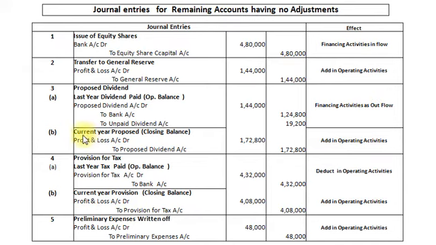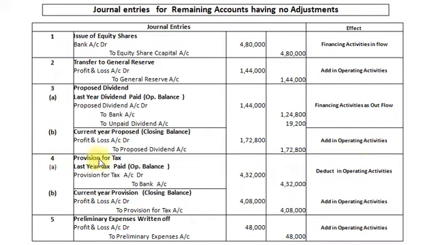Now proposed dividend for current year. Our accounting entry profit and loss account debit to proposed dividend account rupees 1,72,800 and effect will be added back in profit in operating activities.